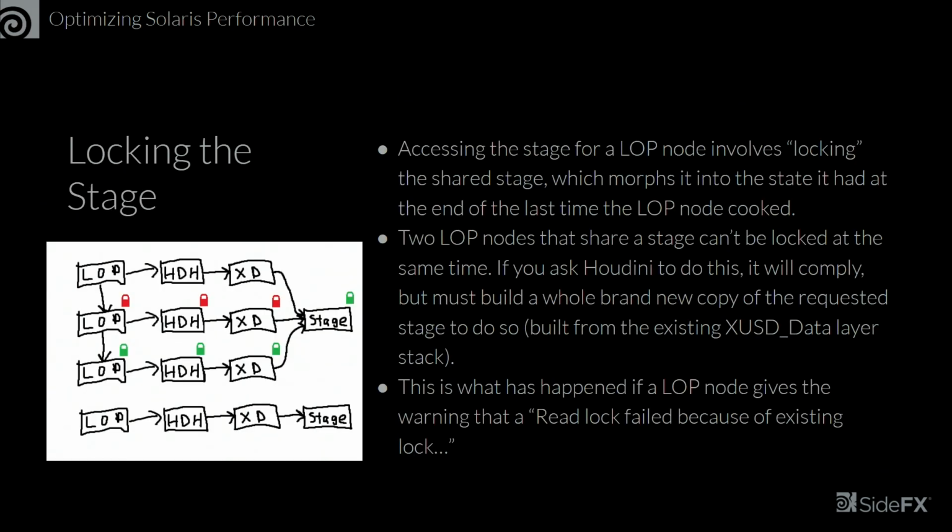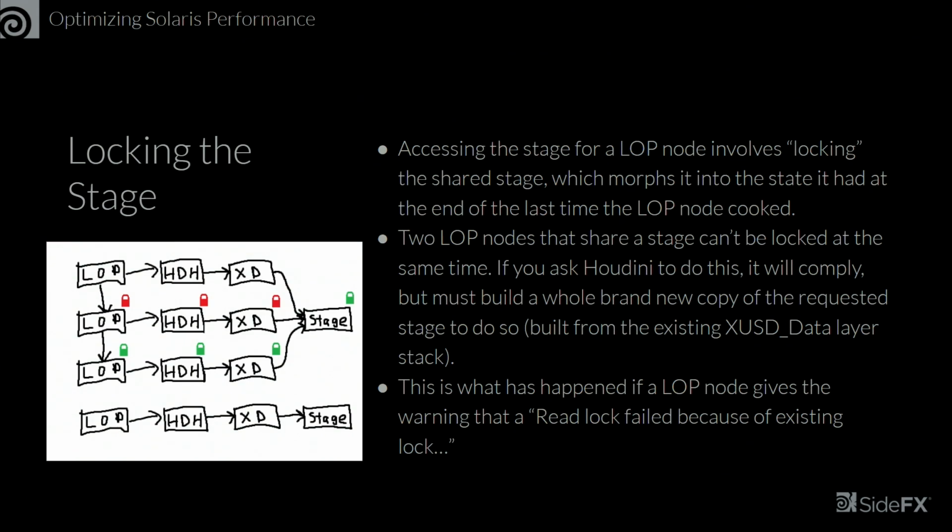So in order to get at a USD stage from a lop node, you have to do what's called locking the stage. And so you go to a lop node and you get its data handle and you say lock the stage, which is basically saying give me the stage for this lop node. And that tells the XUSD data to lock, which takes the shared stage, morphs it into the right form, and then you get back the USD stage.